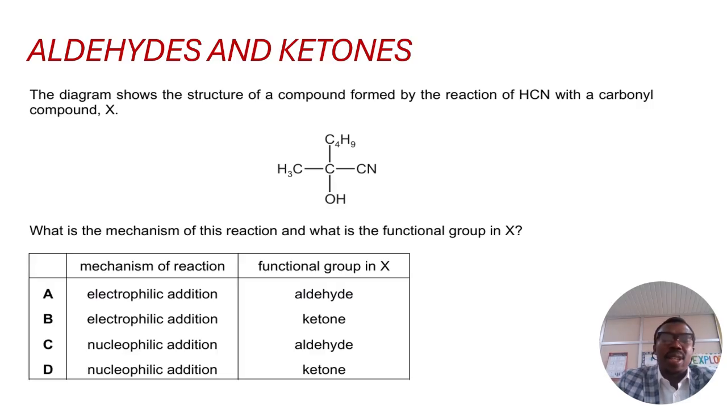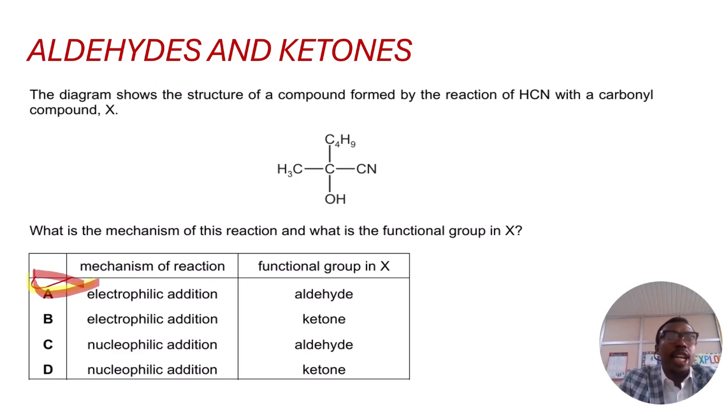If you look at the structure, this is a hydroxynitrile, formed by the reaction of an aldehyde or a ketone with hydrogen cyanide. So we are going to explore the options. A is electrophilic addition and aldehyde. A is wrong because aldehydes and ketones don't undergo electrophilic addition, but undergo nucleophilic addition. So A is not the answer.